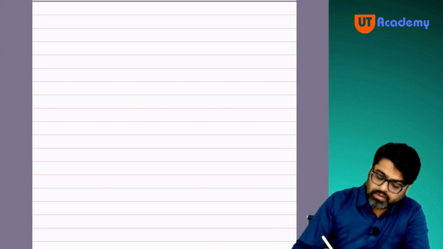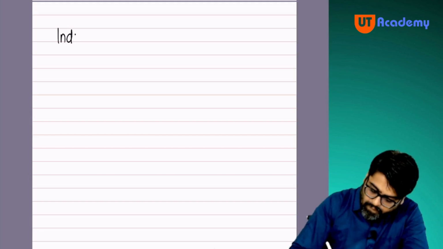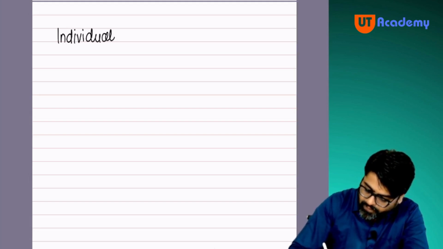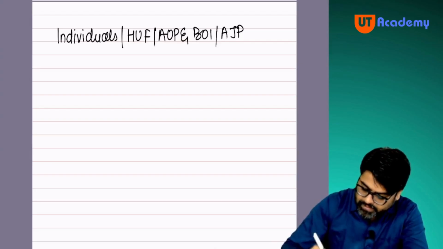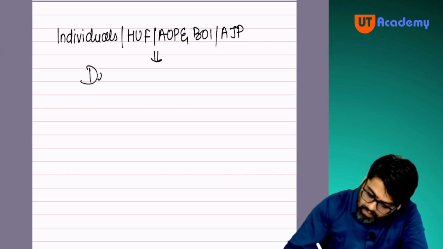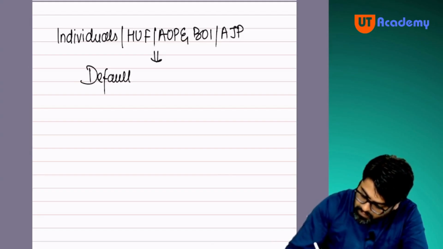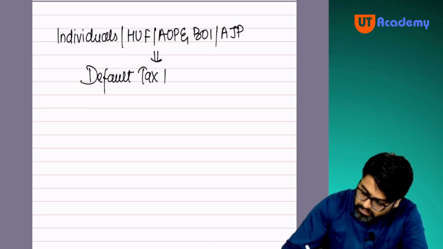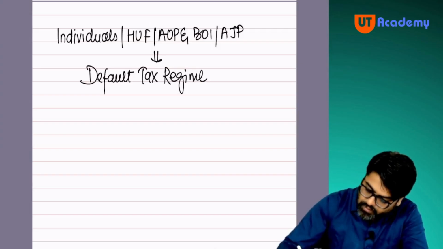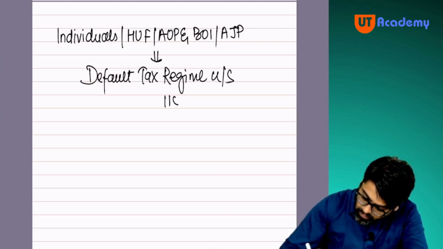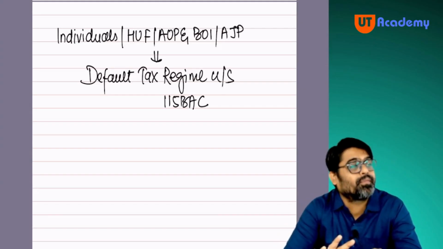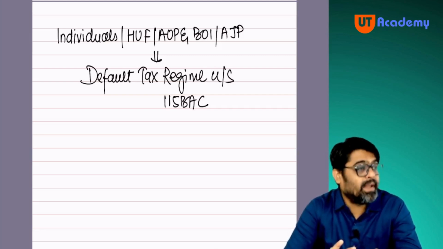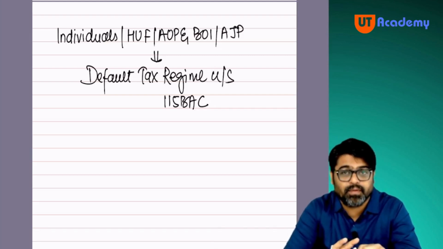Yes or no? See, in the case of individuals, HUF, AOP and BOI or AJP, there is one default tax regime which is given under section 115BAC. What did I say? 115BAC. Default tax regime is given under which section?